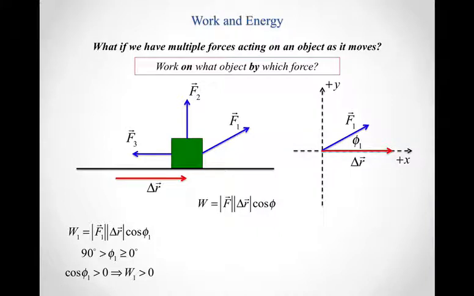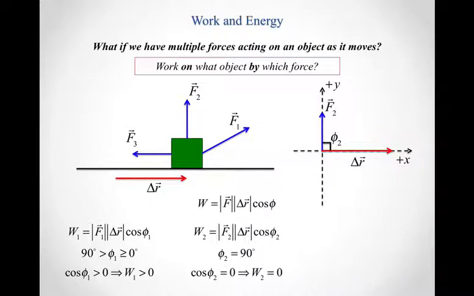And again, because this is an angle less than 90 degrees, I know that the work done by force 1 is going to be positive. Force 2 is perpendicular to the displacement. So what I've labeled as phi 2 here, which is the angle between the displacement vector and force 2, is 90 degrees, which means force 2 does no work as my box slides to the right.